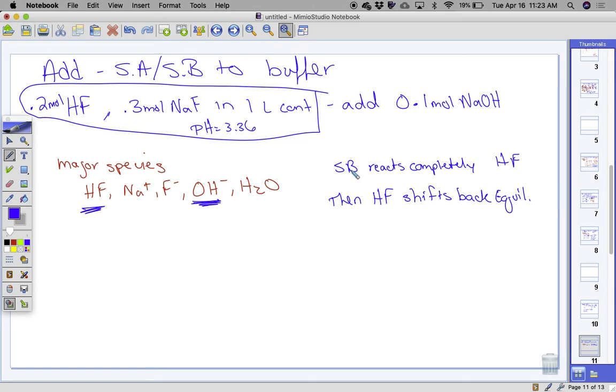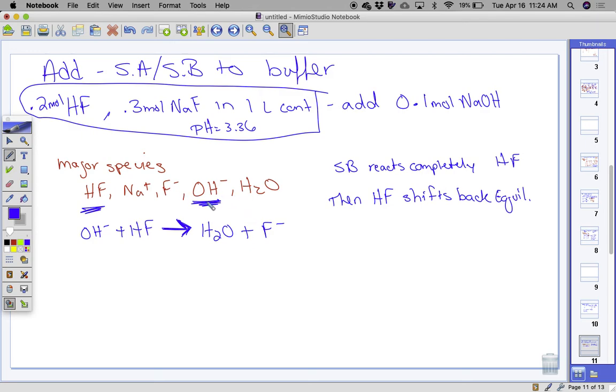So here's what I do to make my life simple. I still make 2 ice tables, but the first one is a stoichiometry table, not really equilibrium. So the first thing we're going to assume is that the OH minus reacts completely with the HF. So the arrow only goes to the right, right? We can't write the equilibrium arrow. It only goes to the right. So the hydroxide reacts with the weak acid and forms what? Water and some more F minus. Right. Some more F minus.